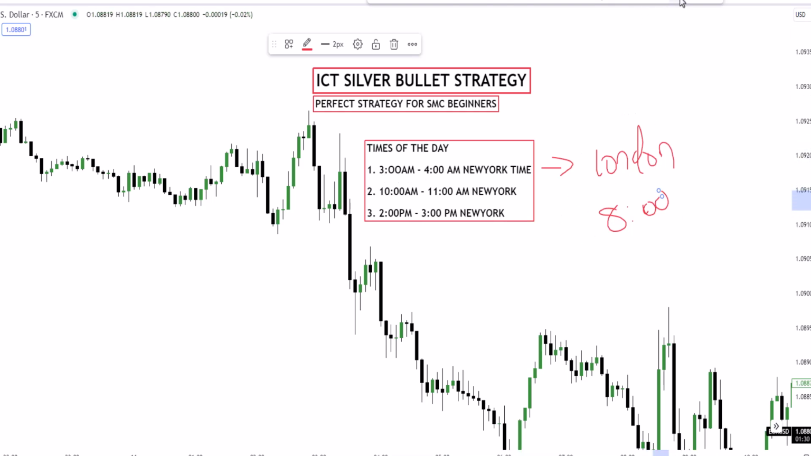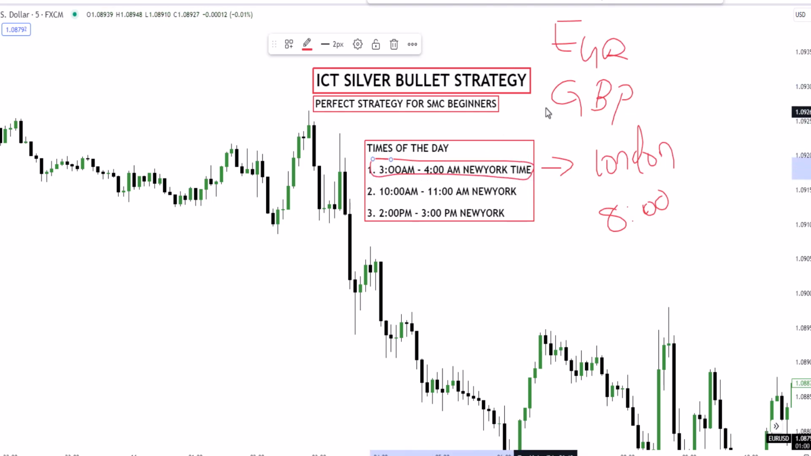So what particular currency do you trade during the London session? It's mostly Euro pairs and GBP pairs. These are the type of pairs you trade during the London hour or the London session. So if you are trading this particular kill zone hour, if you see a setup on any Euro pair or GBP pair, you can take the trade.